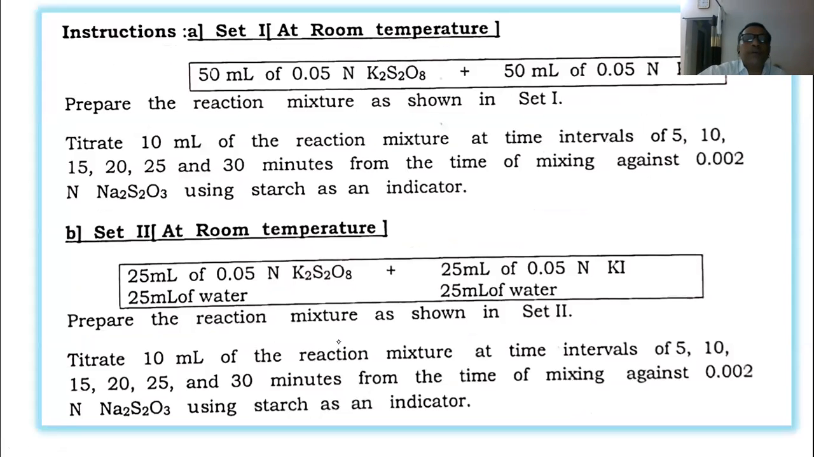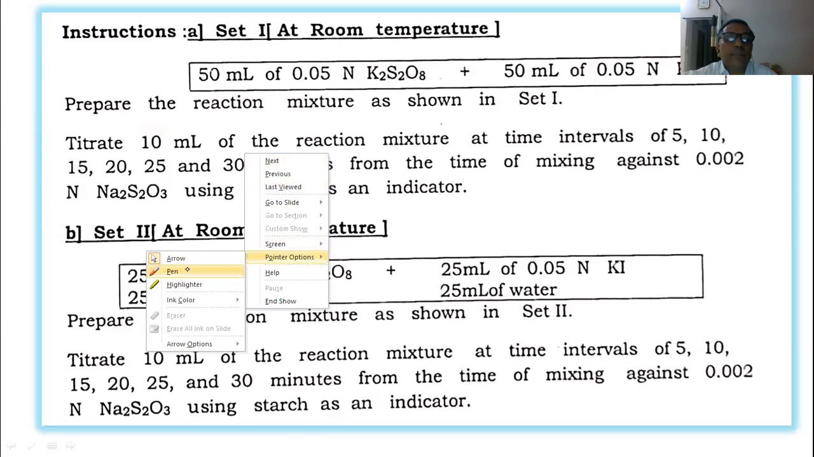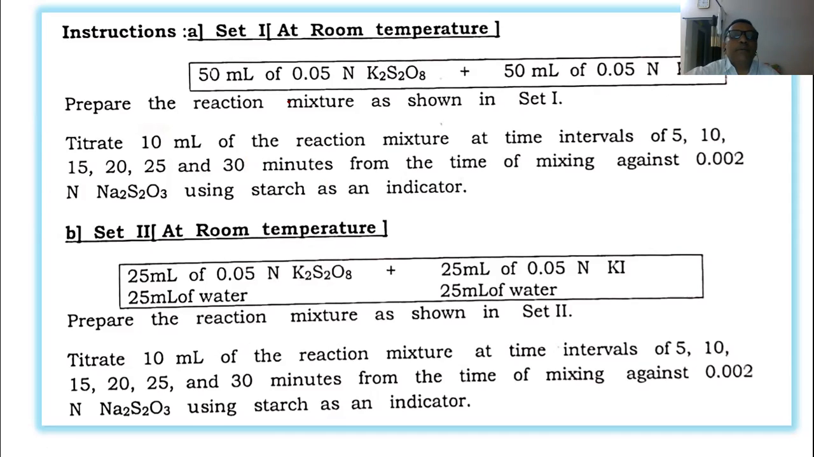So let us see how to perform this experiment. This experiment can be performed in two sets. So see here the first set. In the first set, 50 ml of 0.05 normal potassium persulfate is taken into bottle number 1, and 50 ml of 0.05 normal potassium iodide is taken into bottle number 2.